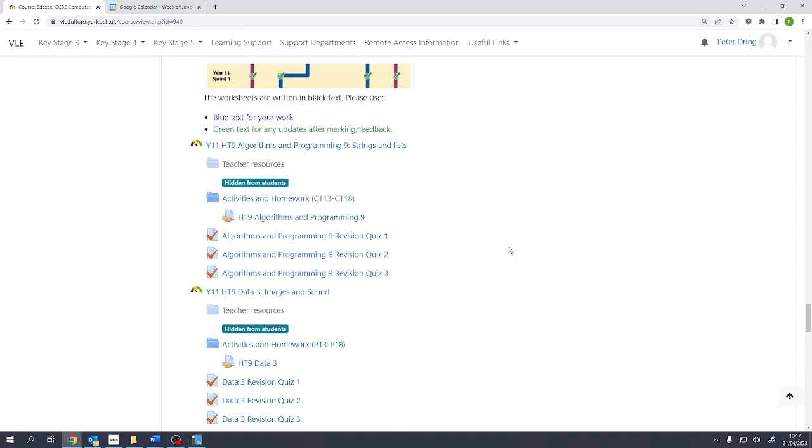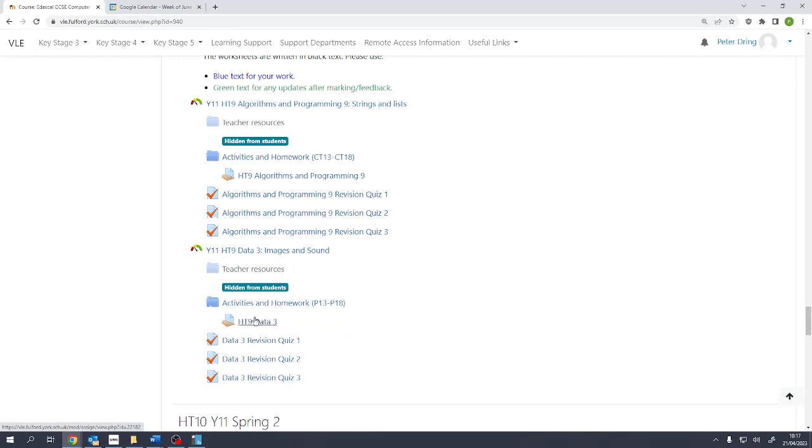So do have a go at the rest of the questions and save and upload to half term 9. It's not algorithms and programming, it's data 3, this one here. All the best.